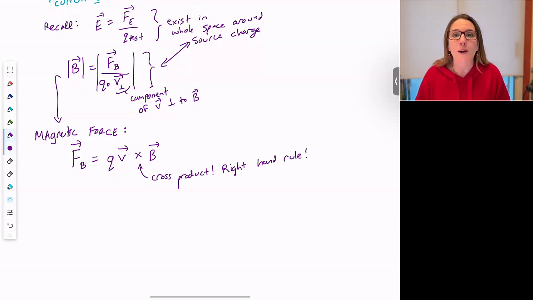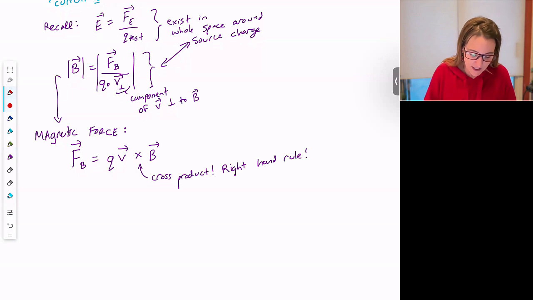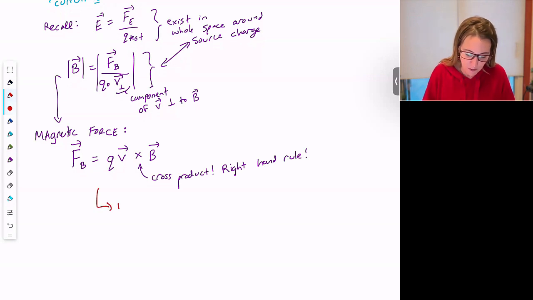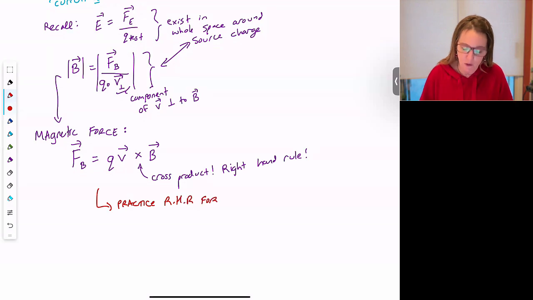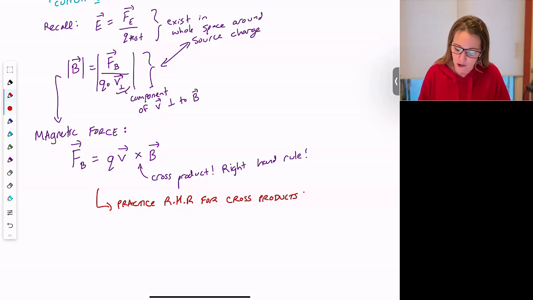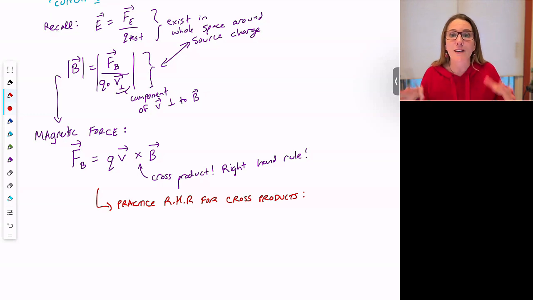So before we go any further, let's just take a side note on the right-hand rule. Let's practice the right-hand rule. And we're gonna have a couple right-hand rules. So I'm gonna call this the right-hand rule for cross products. Now you might already have one that works for you, and so I just encourage you to use that. But if you're iffy or you don't really recall the right-hand rule, I'm going to give some examples.